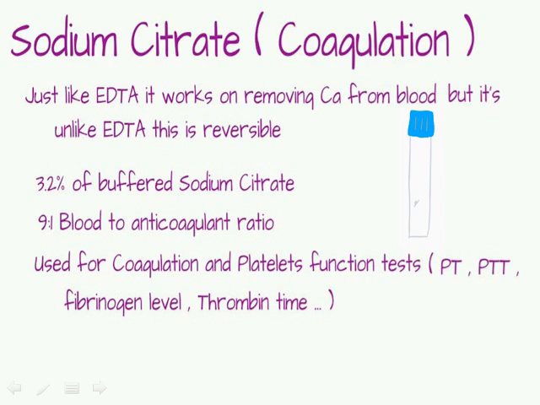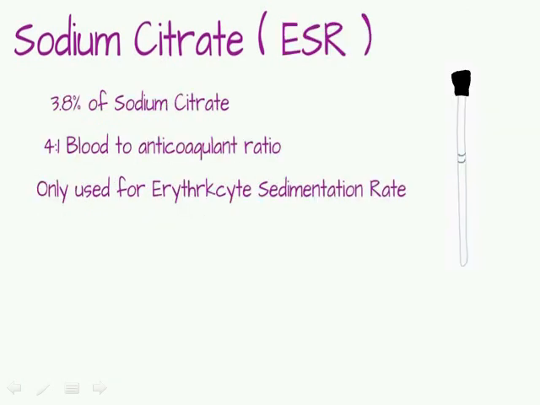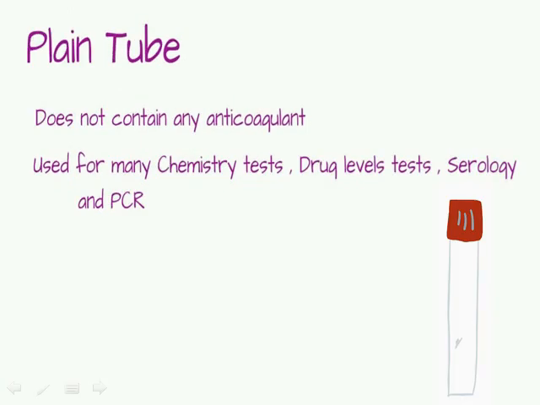The other tube that contains sodium citrate is used for ESR, erythrocyte sedimentation rate, and it contains 3.8% sodium citrate, and a 4:1 blood to anticoagulant ratio is used. Plain tubes do not contain any anticoagulant, so they allow blood to clot. It's used for many chemistry tests, drug level tests, and serology and PCR.